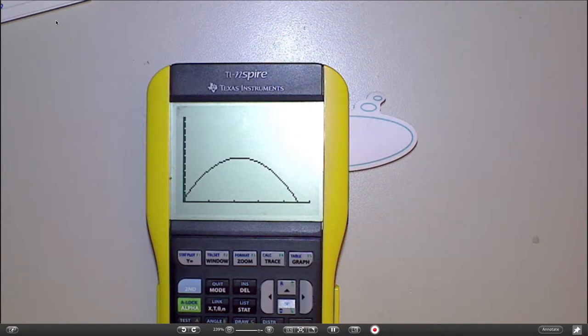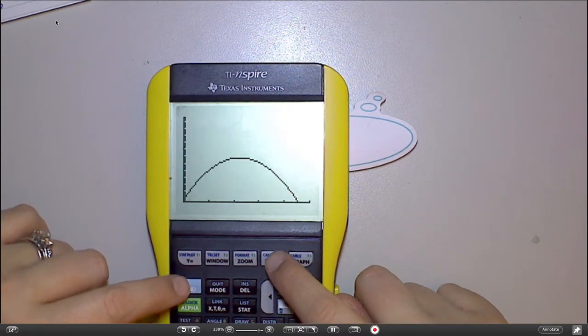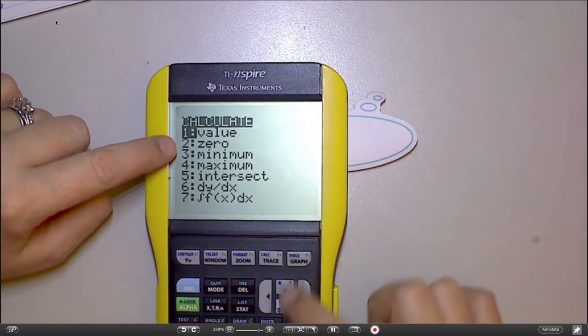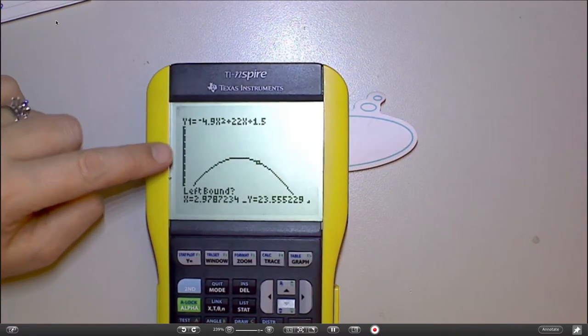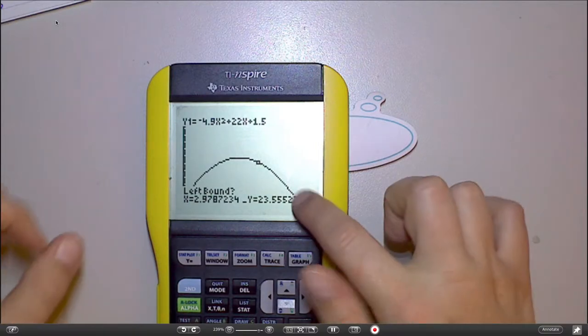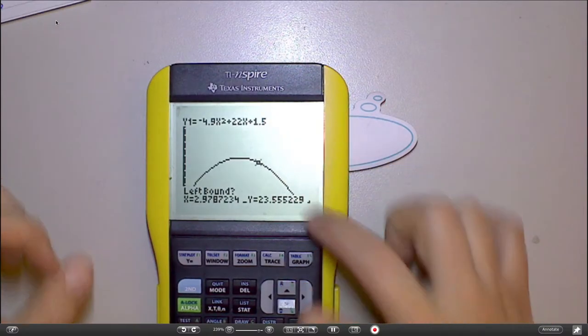If they want to know the exact time it will hit the ground, then you're going to go back to that Calc menu. You're going to hit Second Calc. And the option you're choosing this time is 0, number 2. And this works sort of like the maximum did with the left bound, right bound. But this time the point I'm looking for is down here. I want to know, where does this cross the x-axis?